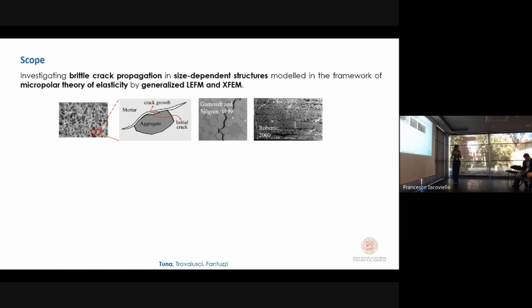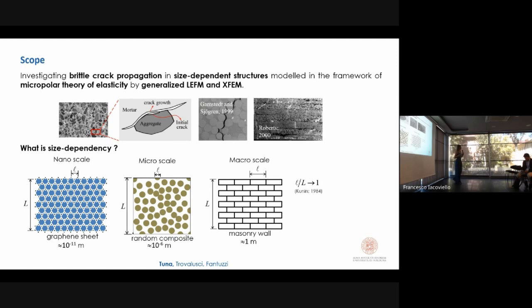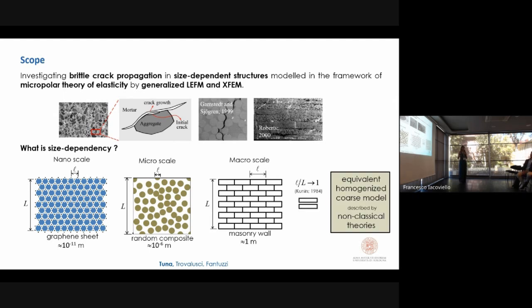So the scope of this work is, using extended FEM and linear elastic fracture mechanics, to find the direction in which the crack will propagate in a size-dependent structure. Size dependency occurs when the dimensions of the internal structure become comparable with the overall length. As you can see, this can happen at any level, and in this case, it is suggested to use non-classical theories to model the mechanical behavior. And we use as one of them the micropolar theory of elasticity.